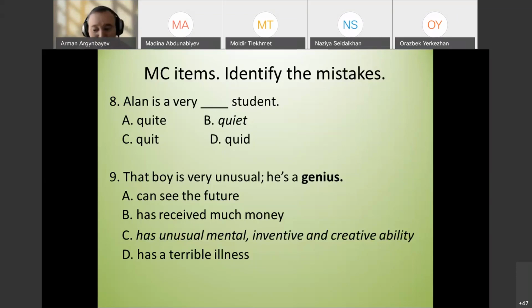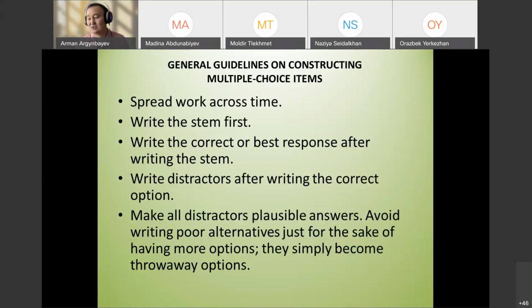Okay. Question number 9. That boy is very unusual. He's a genius. And C is the correct answer. Length again. It's the longest answer that is the correct answer. You should increase distractors. All right, good, well done.